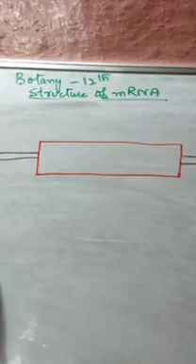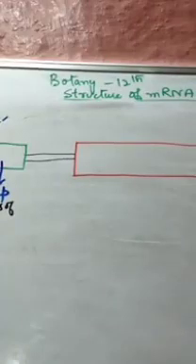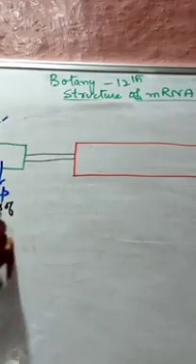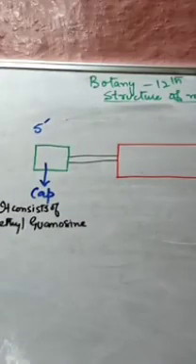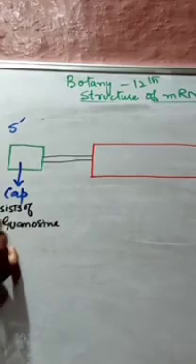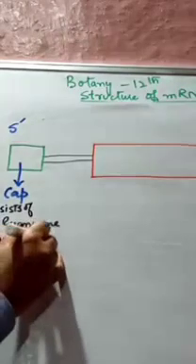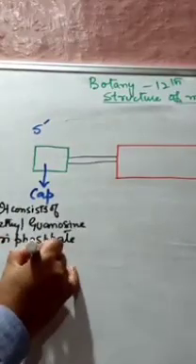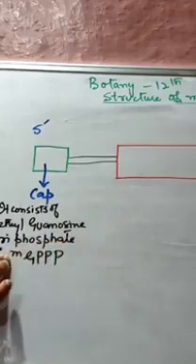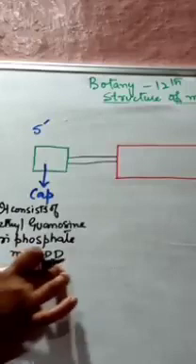Now this cap consists of methyl guanosine triphosphate, which is written as methyl guanine triphosphate, with 3 phosphate groups.